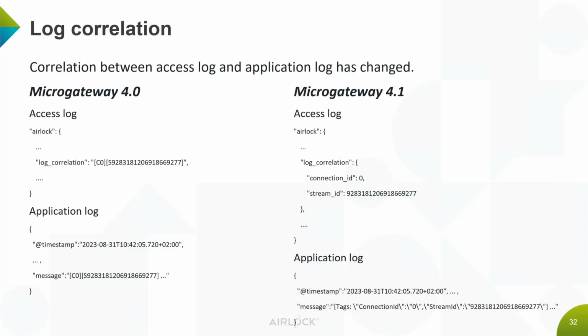During the update we made from the earlier version to Envoy 1.27, Envoy has changed the application log connection ID and stream ID format, and this is why our log correlation has also changed. The log correlation is used to correlate the logs between the access log and the application log. And now in 4.1, we do have 2 keys under the key log correlation, the connection ID and stream ID, and you will find the same information in the application log.